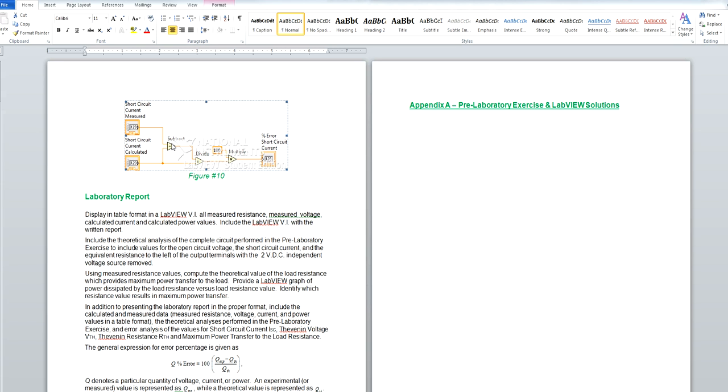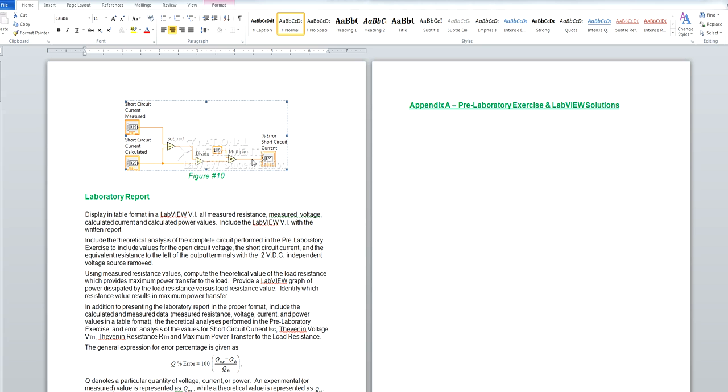Subtracting the difference from one another, and then dividing by the calculated short circuit current, as shown in the general expression for error that I'm circling with my cursor. Of course, multiplying the quotient by 100 will give us a percent error. So this is generally what we're going to do for each one of these values.